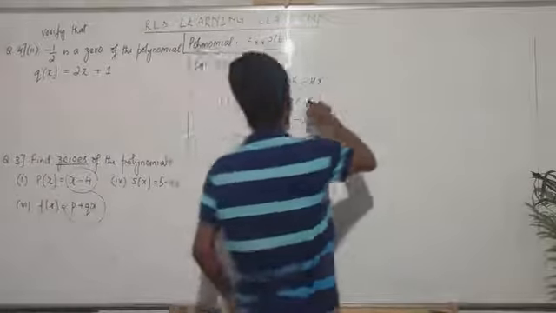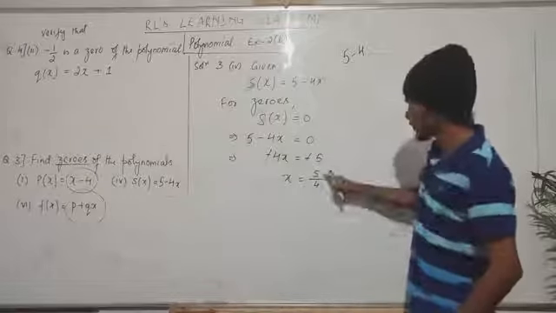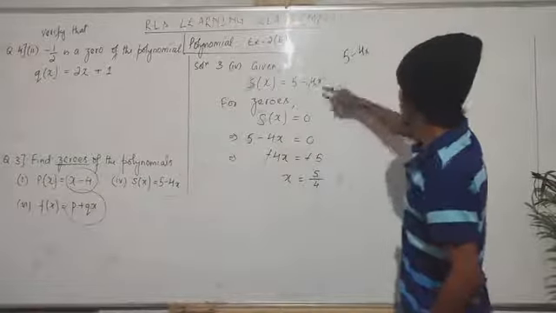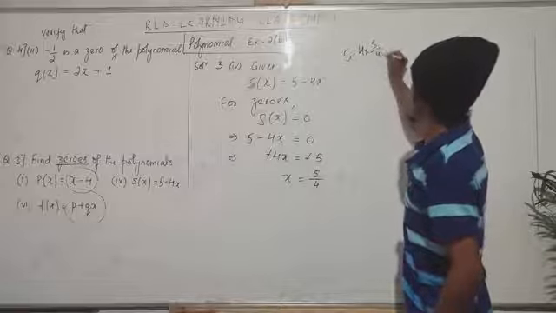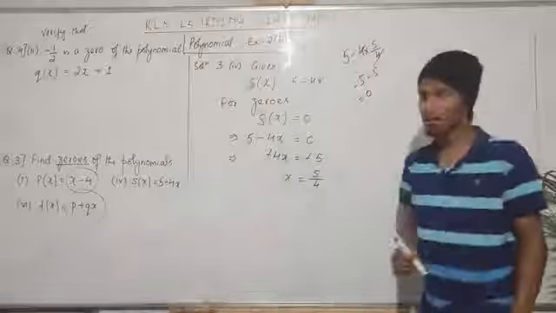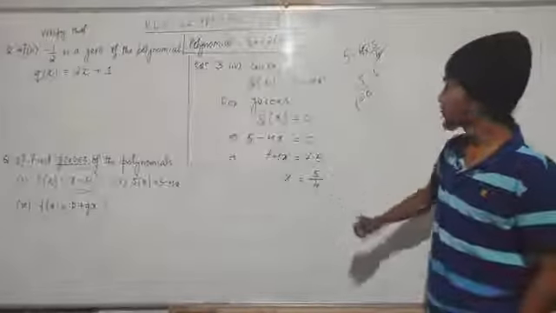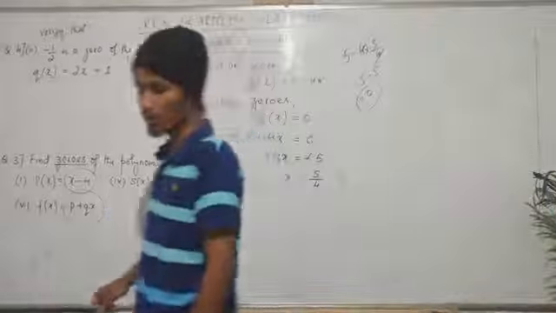Now if I put here 5 minus 4, in place of this x, we get 5 by 4. Then 4 and 4 cancel, then left 5 minus 5 is equal to 0. Then we got the whole thing become 0. Then 5 by 4 is the zero of this polynomial.